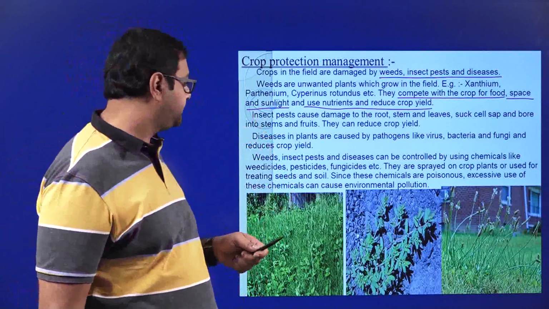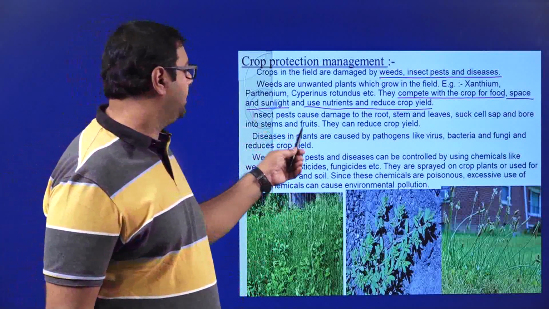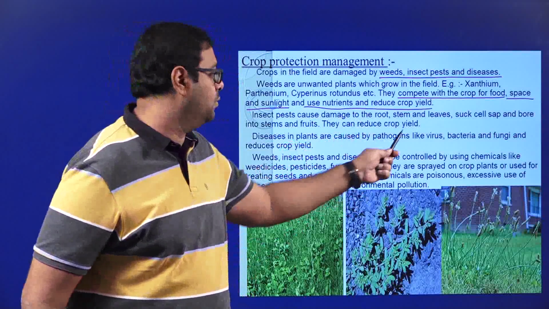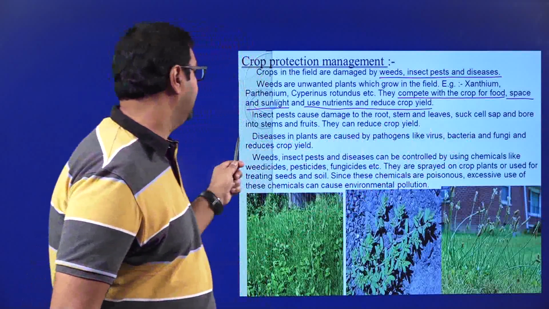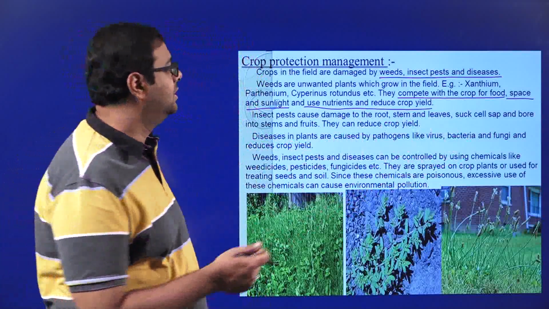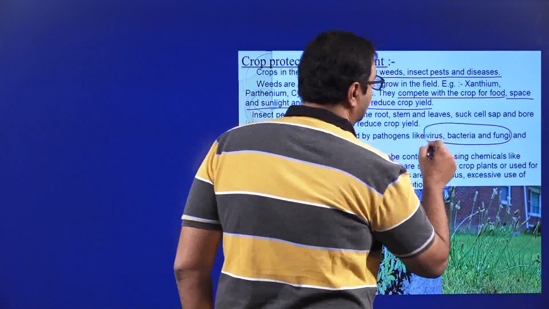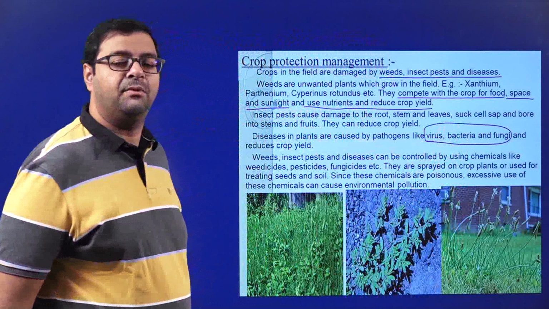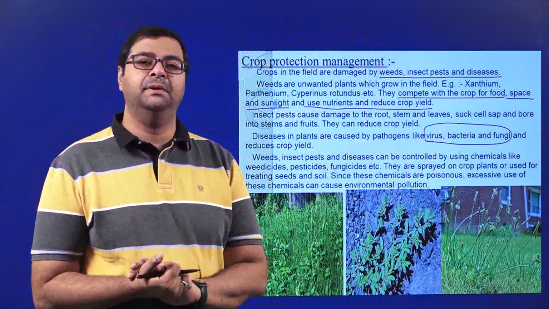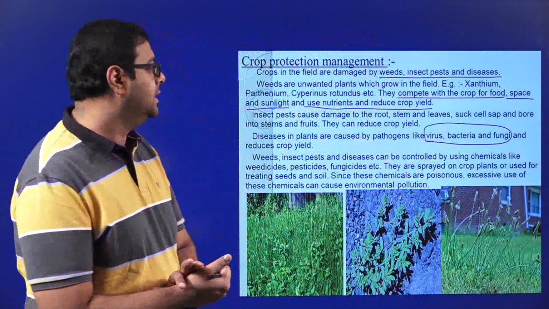Then, diseases in plants are caused by pathogens like viruses, bacteria and fungi, and they reduce crop yield. So diseases are caused by viruses, bacteria and fungi. When they attack the crop, automatically the yield of the plant will be reduced.